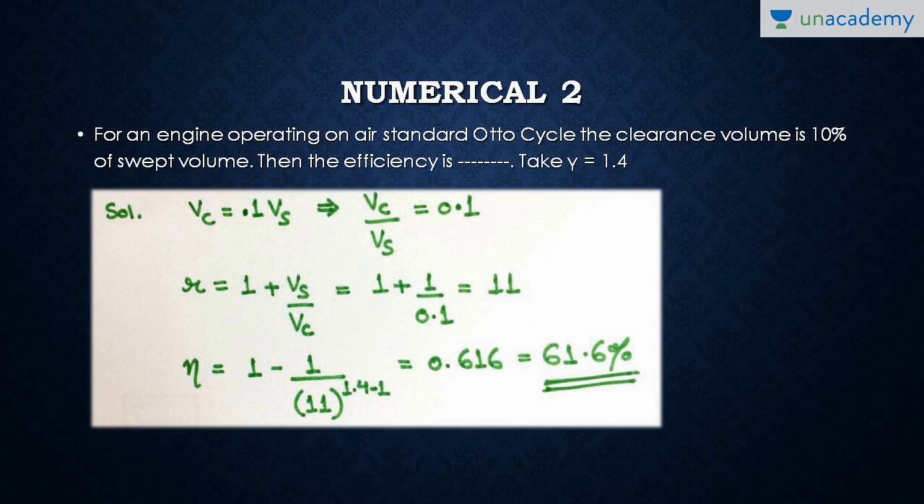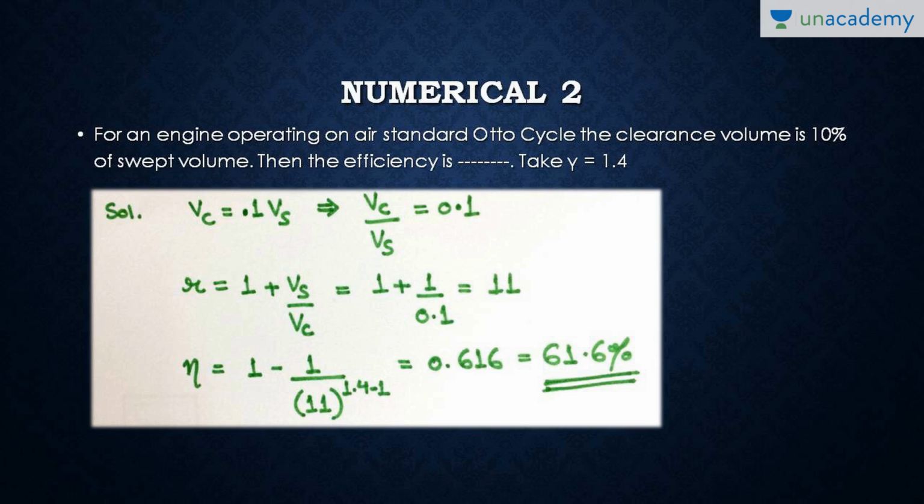Now here comes the numerical 2. The numerical 2 says for an engine operating on air standard Otto cycle, the clearance volume is 10% of the swept volume. I have already explained to you what is the clearance volume and what is the swept volume. The clearance volume is 10% of the swept volume, which is Vc is equal to 0.1 times Vs. We have to find the efficiency and the value of gamma you can take as 1.4.